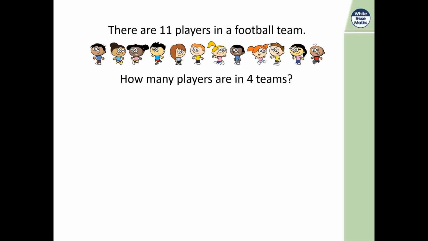So there are 11 players in a football team. How many players are there in 4 teams? What do we need to work out for this one? Right, and what will that give us? 11 times 4, what will that give? 44. Let's see.